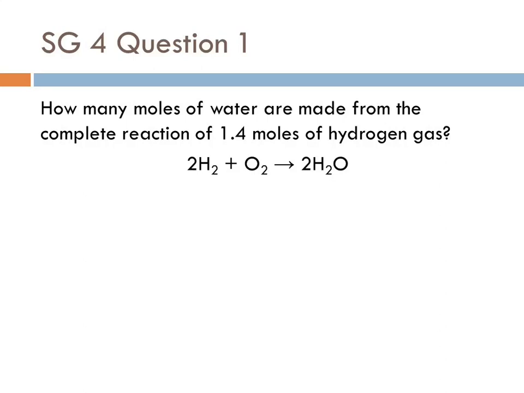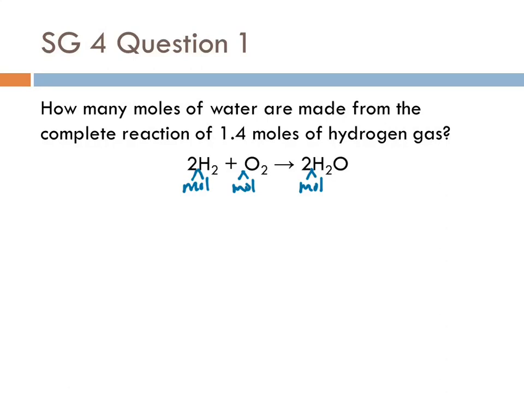Mole is the chemist's dozen. Mole is number of things, not mass. So this is 2 moles, and this would be 1 mole, and this would be 2 moles. And remember, mol is the abbreviation for mole, not the abbreviation for molecule. So we have 1.4 moles of hydrogen gas.